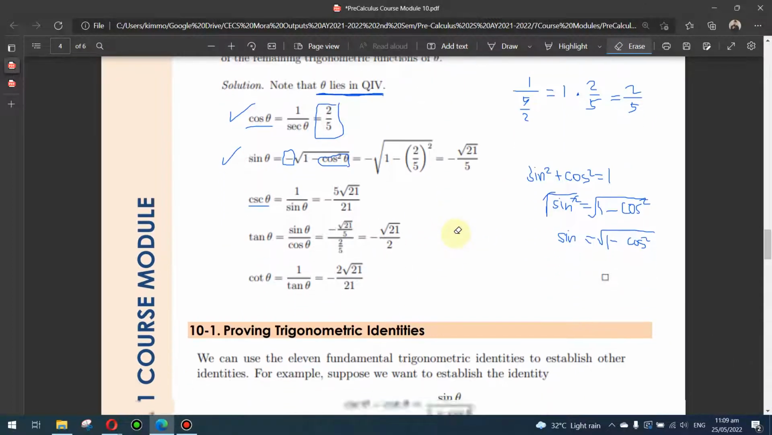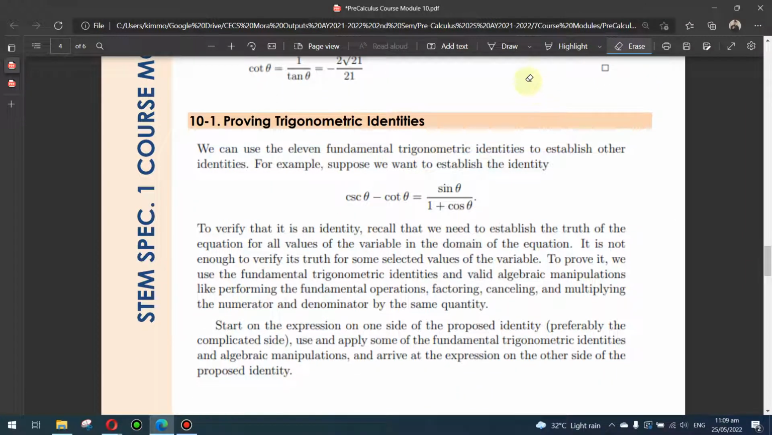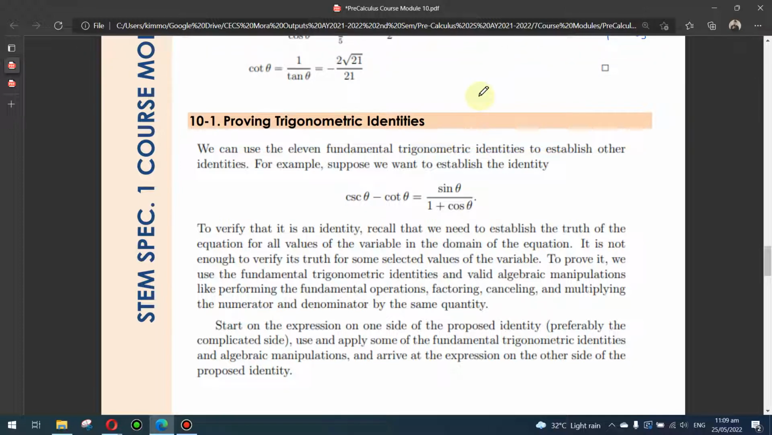Okay? So next is about proving the trigonometric identities, no? Pag-prove na equal ba na sila ang mga trigonometric identity nato. So we can use the 11 fundamental trigonometric identities to establish another identity. Actually, makabuhat tag lahi nga identity using those identities. So for example, suppose we want to establish the identity cosecant minus cotangent is equal to sine over 1 plus cosine. Gusto ta magbuhat og ingani nga identity.